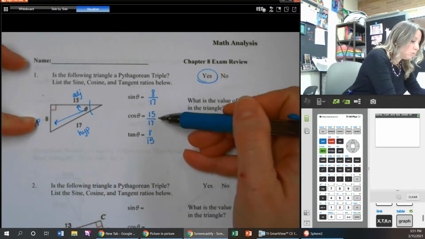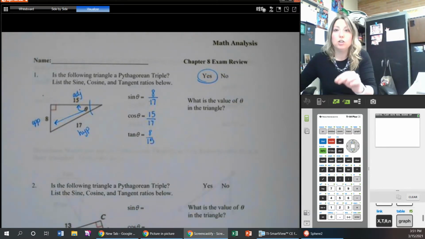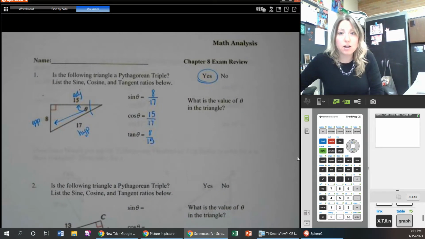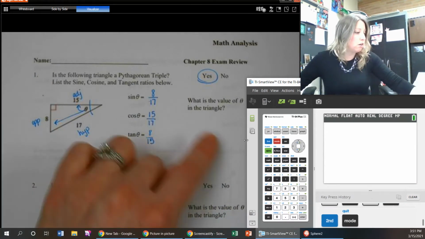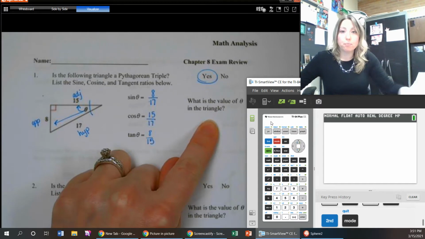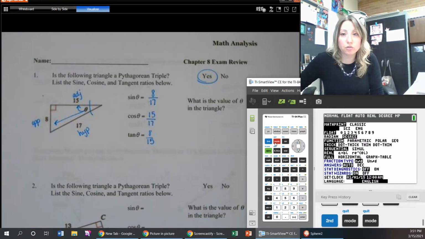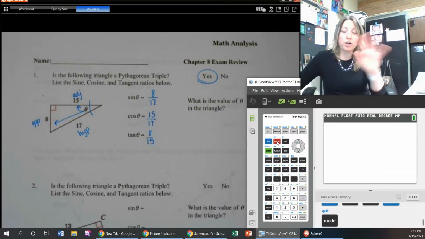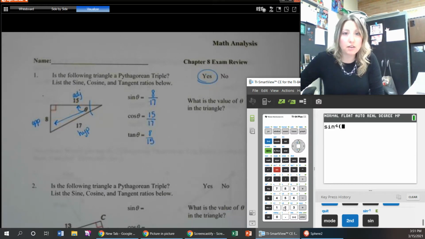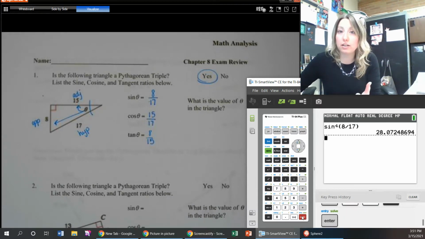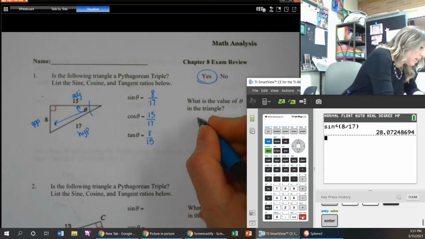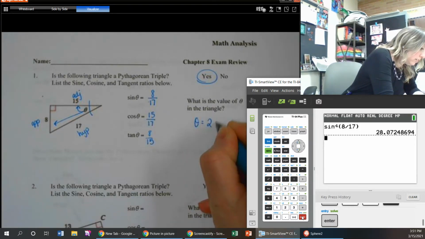And you can use any one of these three ratios you just found in order to find the value of theta in the triangle. So make sure your calculator is in degree mode to start, and I still happen to be in degree mode, so I'm good. So I'm second mode, quitting back out to my home screen where I'm going to press second and sine, and then I'm going to type in 8 over 17, and I'm just going to prove that I could use any of these to you guys. So I get 28 degrees. If I round to the nearest degree, theta is 28 degrees.